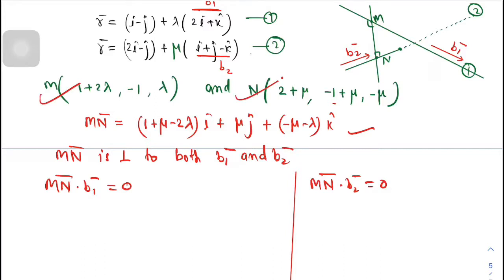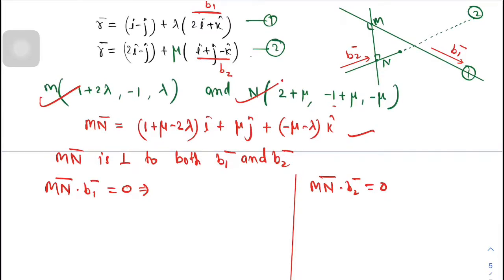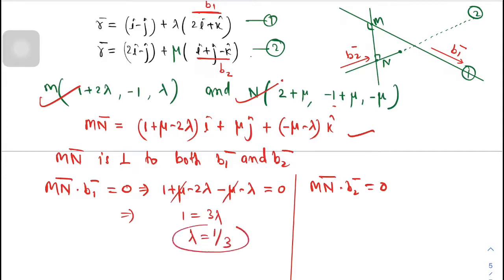Okay, so let's see. Our b1 vector is 2i plus k cap, dot with mn will give us 1 plus mu minus 2 lambda, j will be 0, and minus mu minus lambda. So this thing is 0, so mu gets cancelled. 1 is equal to 3 lambda, lambda is equal to 1 by 3.